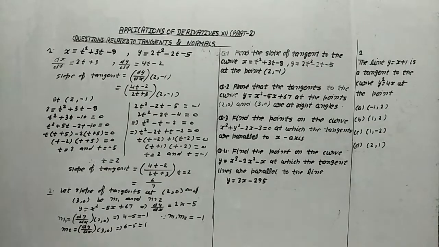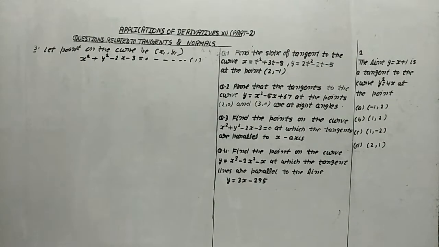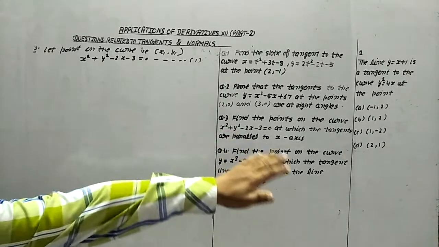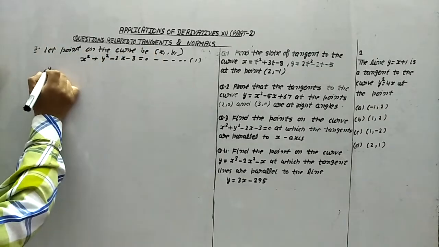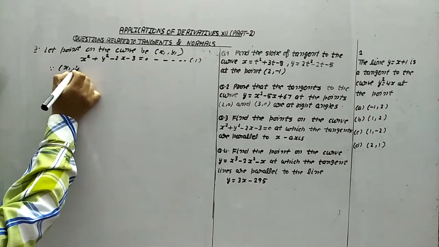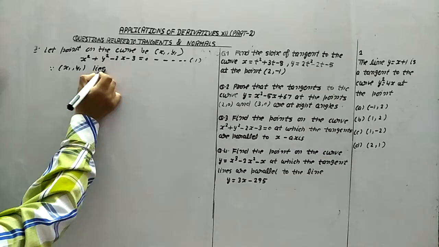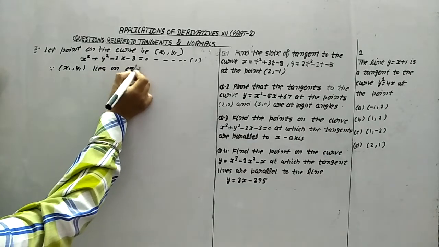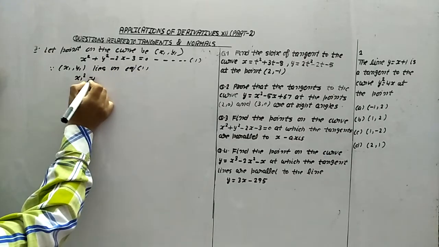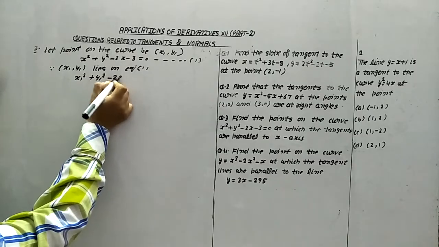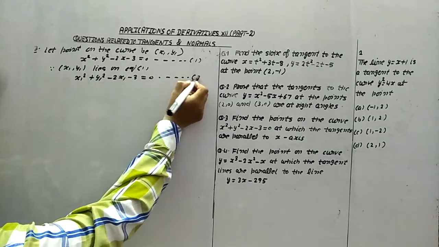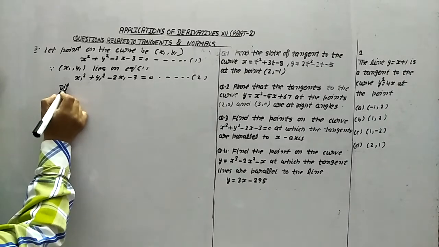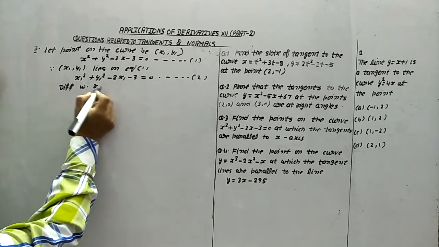Now let's start with question number 3. In this question, find the points on the curve at which the tangents are parallel to the x-axis. Let the point on the curve be (x1, y1). Because (x1, y1) lies on equation 1, this becomes x1² + y1² − 2x1 − 3 = 0. This is equation number 2. Now differentiate with respect to x in equation 1.